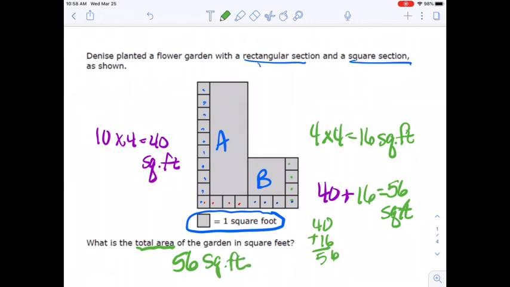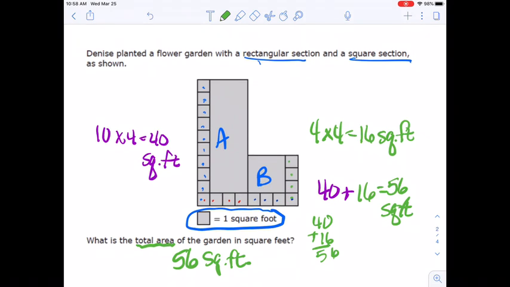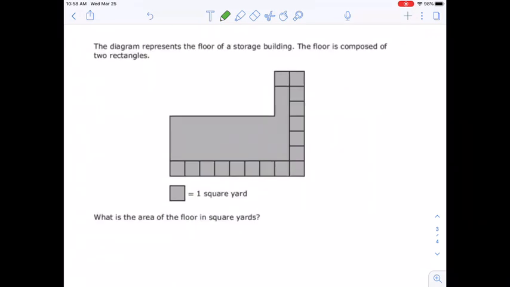And I'm just abbreviating that. SQ means square, and FT is an abbreviation for feet. Let's try another one together.